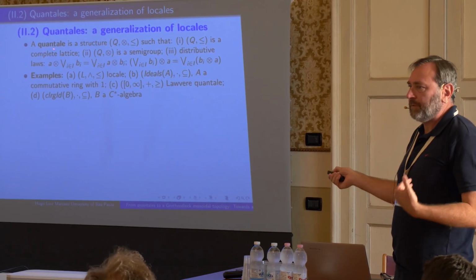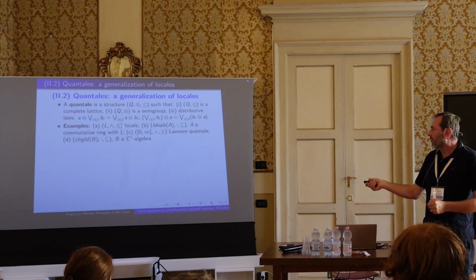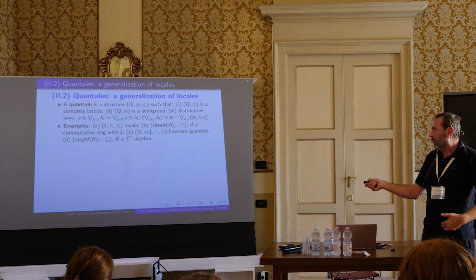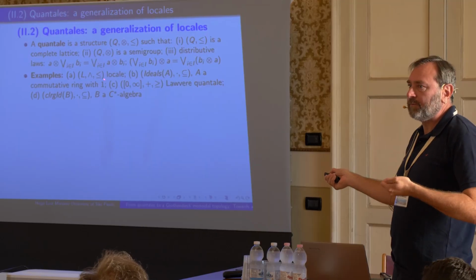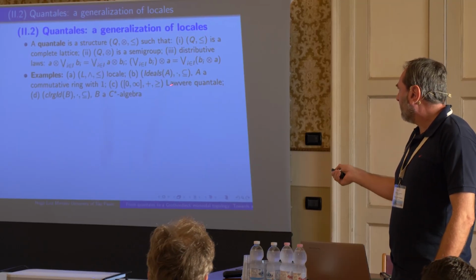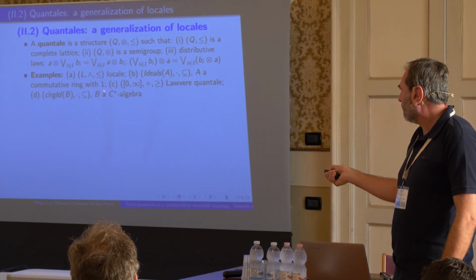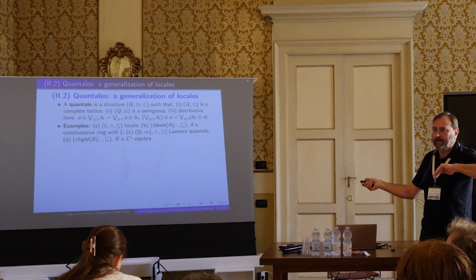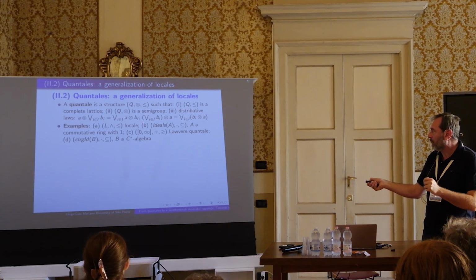So a quantale for us is just a complete lattice that is a semigroup and has both distributive laws. Of course, every locale is a quantale in this way. If you fix a commutative ring with unit, the set of ideals with the product of ideals satisfies these laws. Of course, we can consider the non-commutative case and just take the right ideals or the left ideals and multiplication.